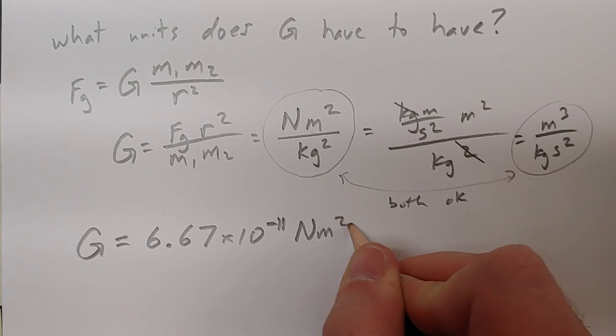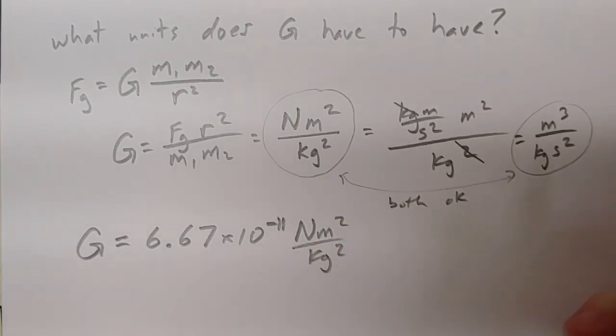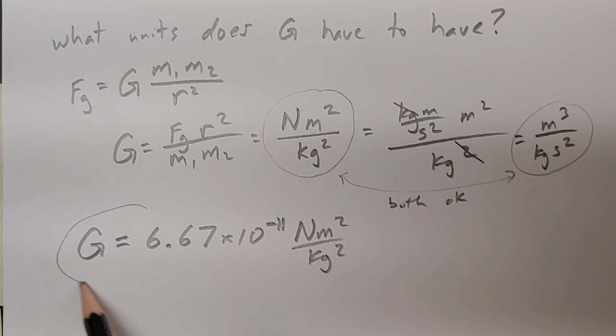So newton meters squared per kilogram squared, or meters cubed per kilogram second squared, whatever you prefer.